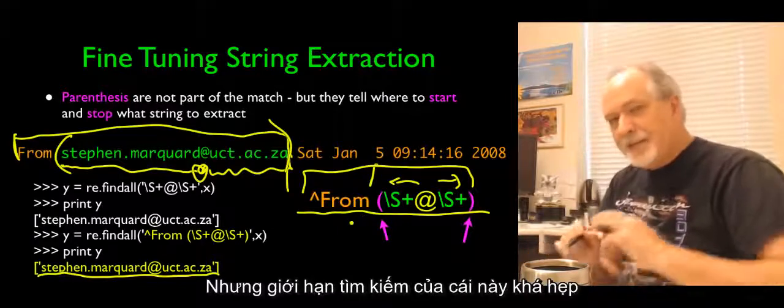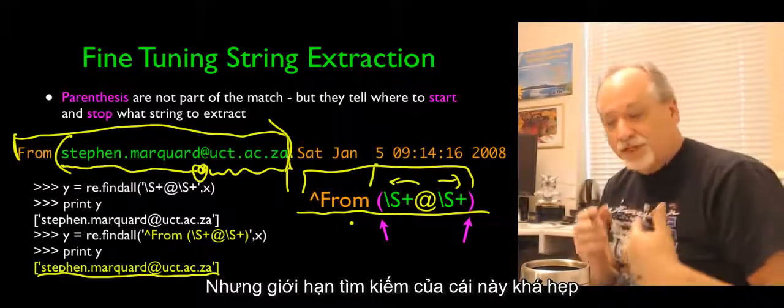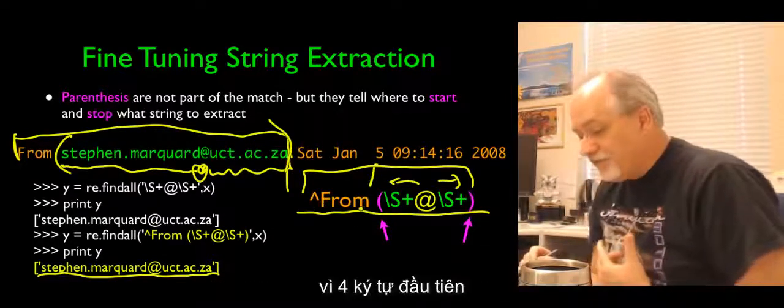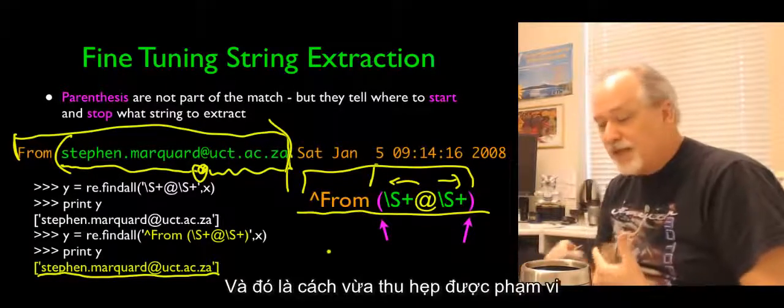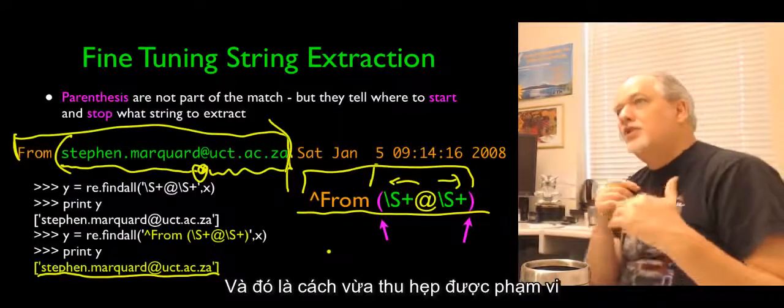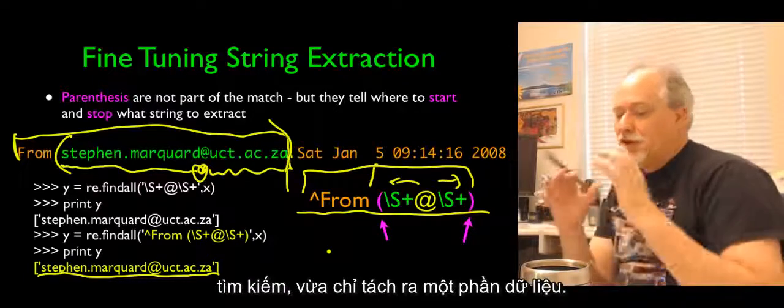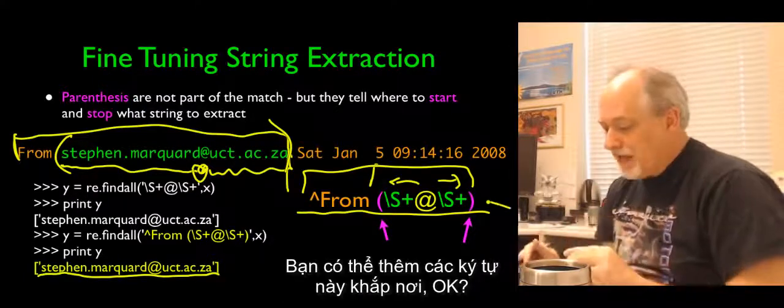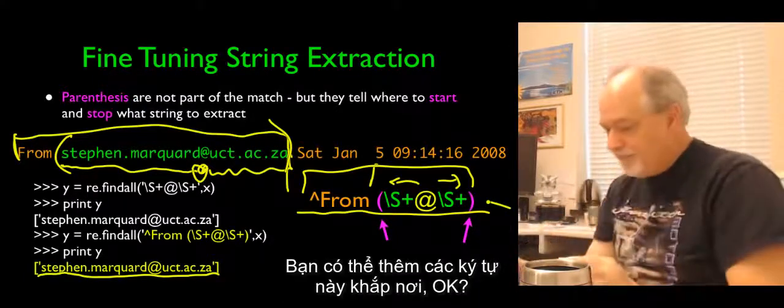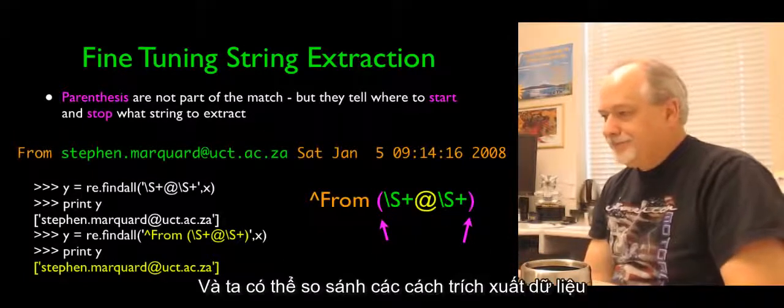But this is a pretty narrowly scoped thing because the first four characters have to be from space. And so that's a way to combine a stricter match even though you don't actually want all the data. So you can add those things all over the place. Okay?